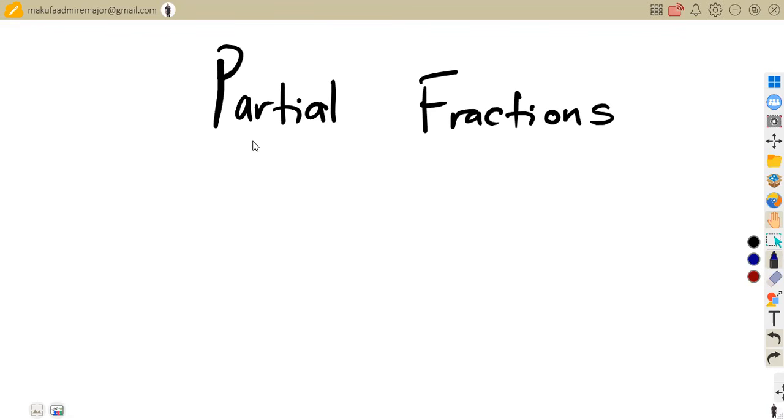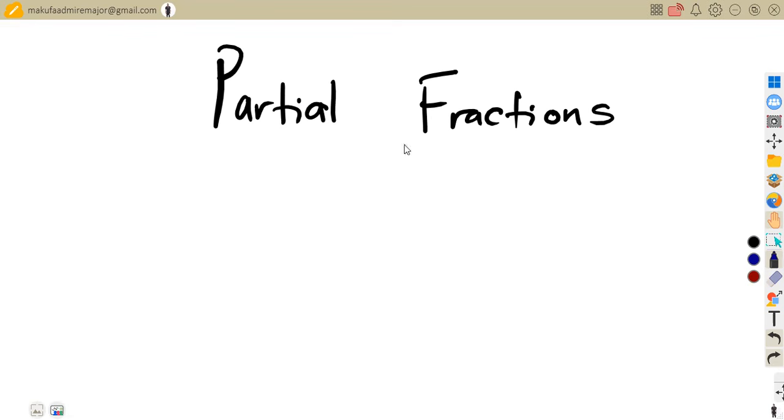Still working on our mathematics N5. We shall be focusing on our partial fractions, which is the part that we shall be working with when dealing with integration, but we need to work on the basics of our partial fractions. What is it that we are actually referring to from our partial fractions?